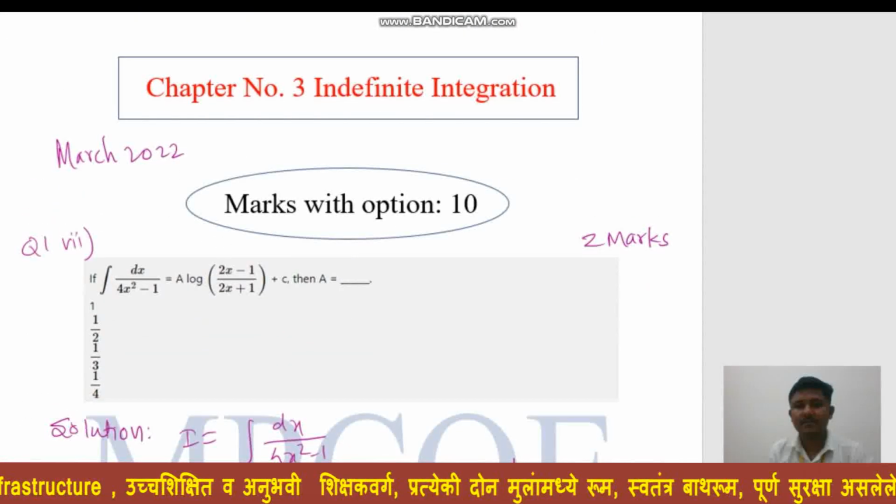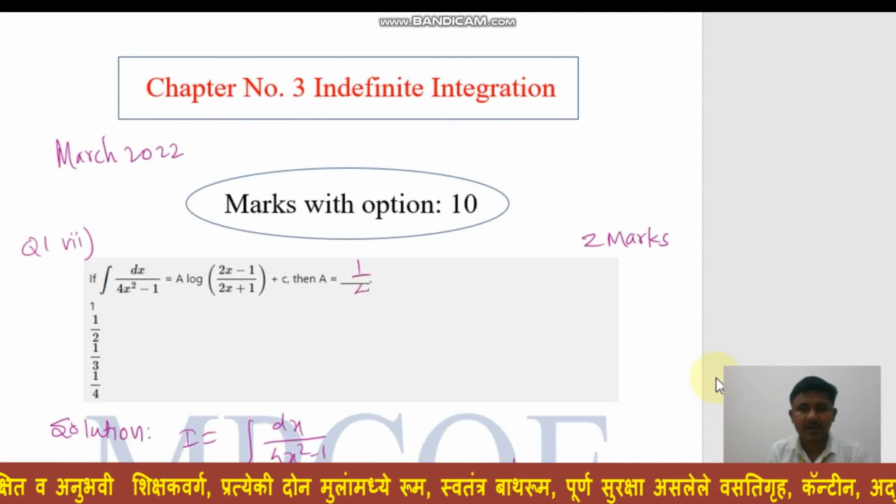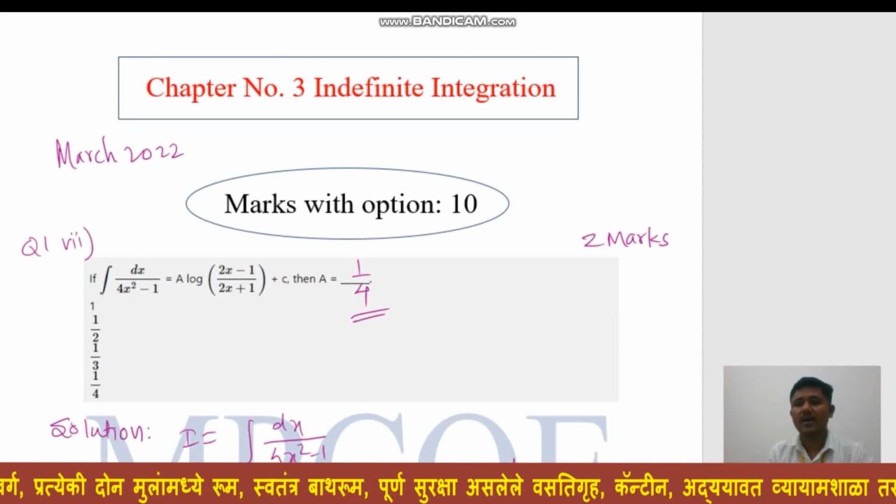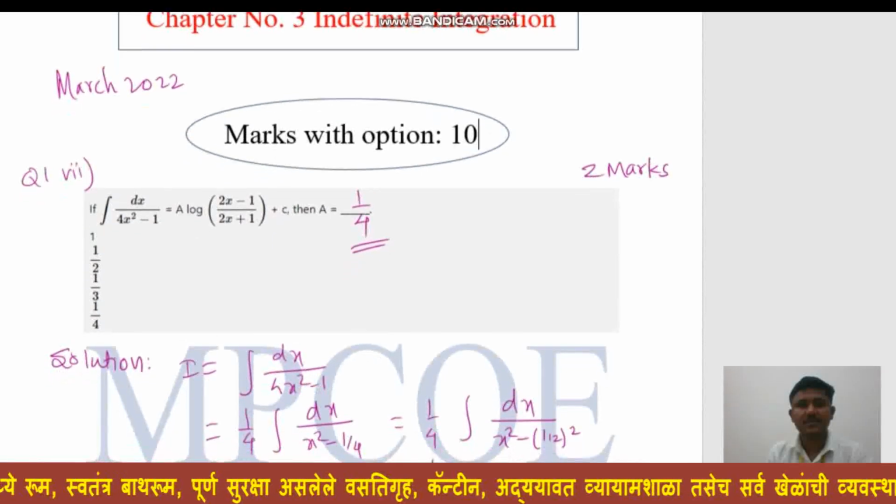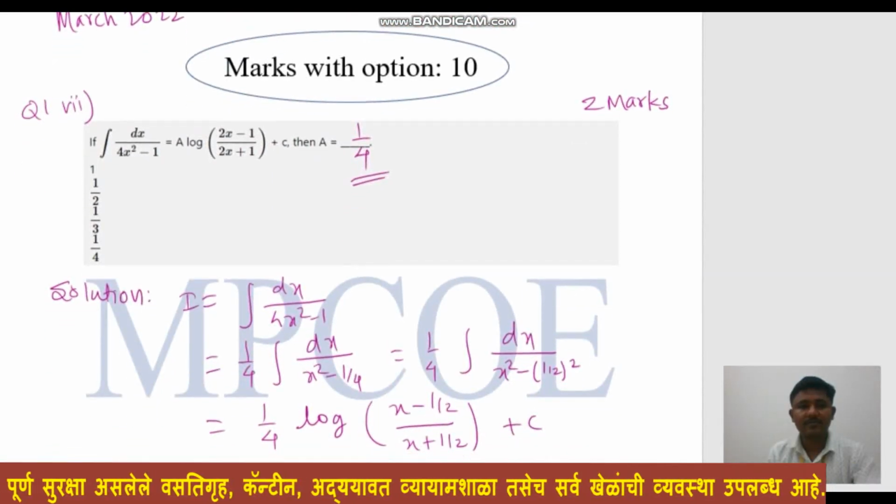Now just see here, it is 1 by 4. So for 2 marks this question is asked. Now we will solve the next problem.